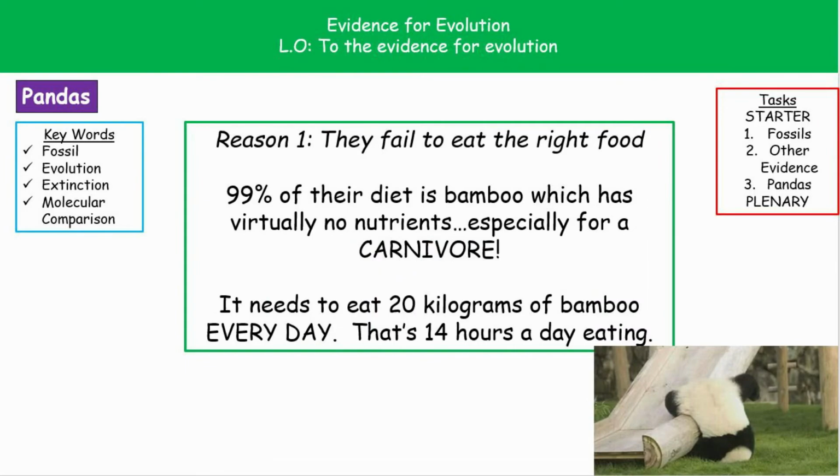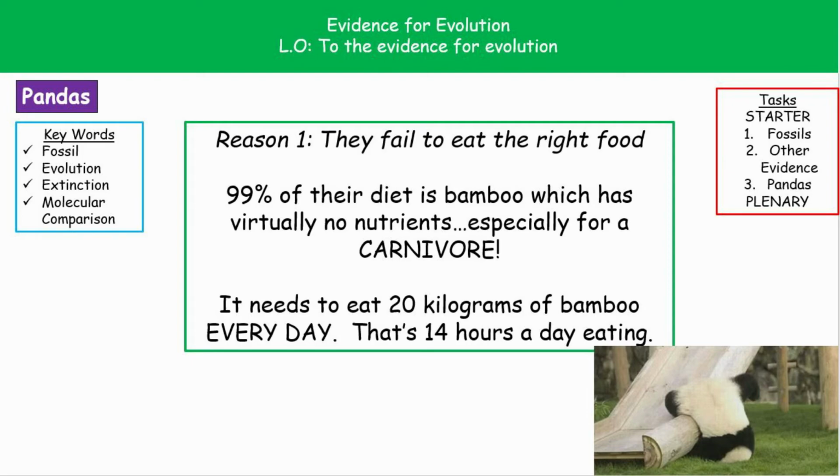The first reason that I'm going to argue that we should stop wasting our money on a creature like a giant panda and spend it on something that's much better is because they're so stupid that they actually fail to eat the right food. Now you might think, what? How can an animal fail to eat the right food? We all know giant pandas eat bamboo. 99% of their diet is bamboo. But bamboo has virtually no nutrients. And the giant panda actually has the digestive system of a carnivore, also known as a meat eater.